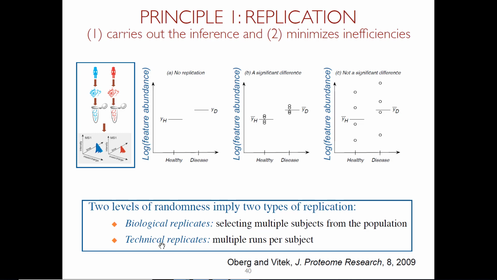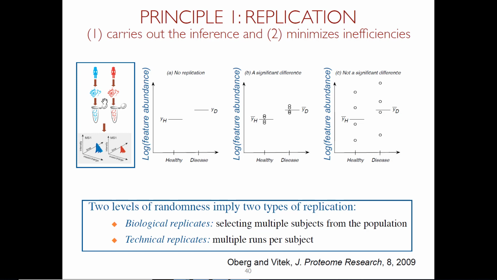It allows us to do 2 things. It allows us to carry out the inference and understand how much noise and uncertainty we actually have in our process. And the other is it allows us to minimize inefficiencies, so be more confident in the individual means.